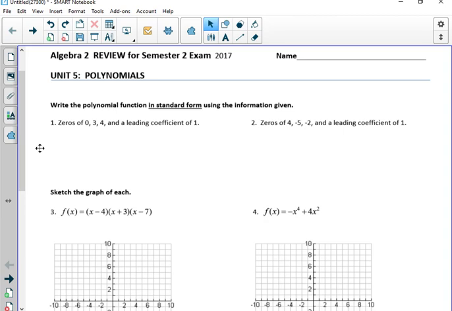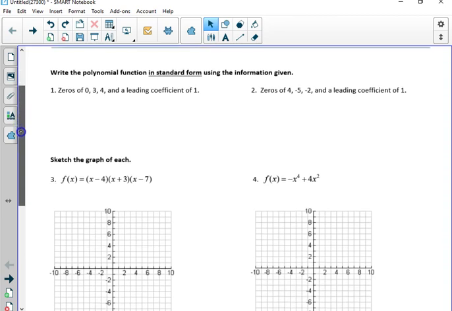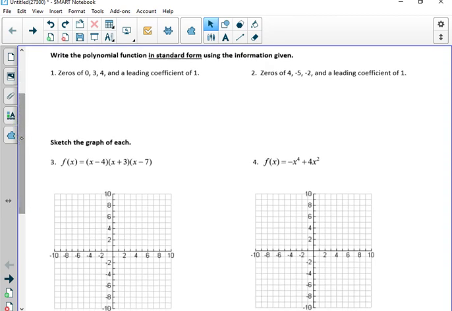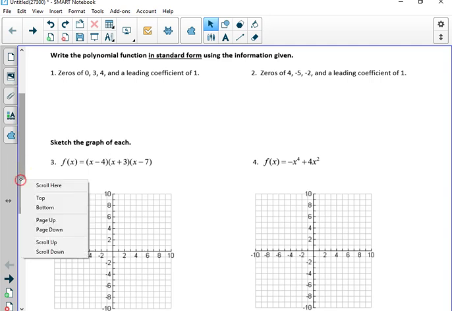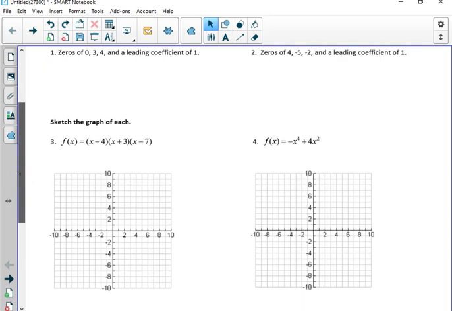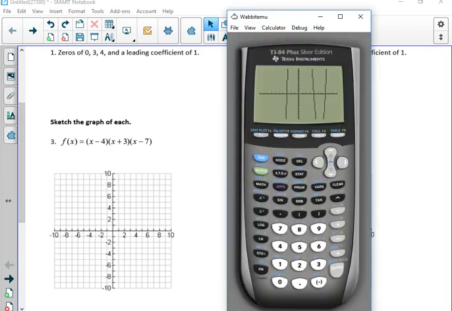Semester review. I'm going to start off on number 3 and then come back to 1 because I want you to see the connection between the two. Talk about it in class. So I'm going to take my calculator and put in... I want to start over.